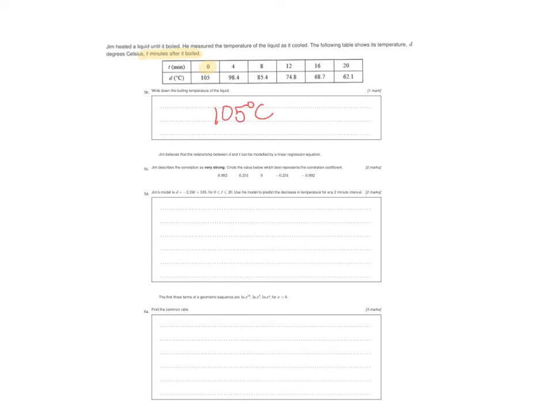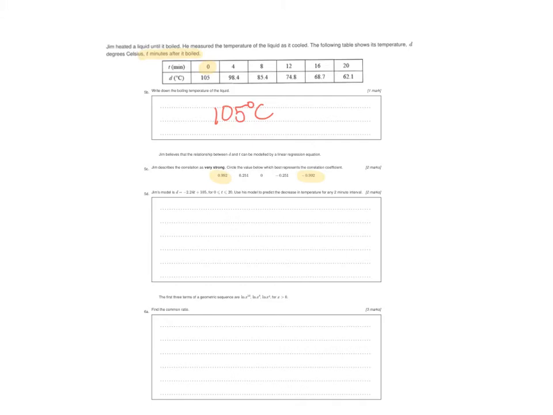Then it says Jim believes the relationship can be modeled by a linear regression. He describes the correlation as very strong. If it is very strong for a correlation, we know that it's either going to be close to +1, which would be this, or close to -1. So either close to this +1 or close to -1. A strong correlation is close to 1 or -1. A weak correlation is close to 0.